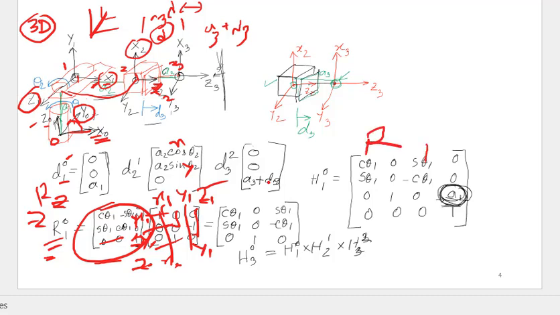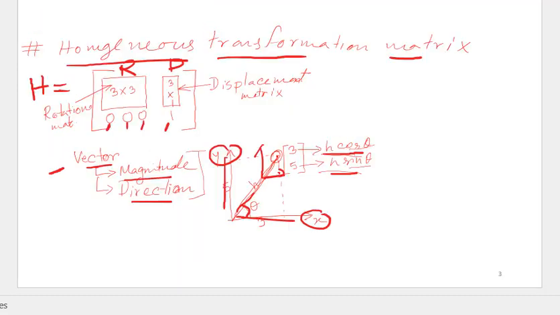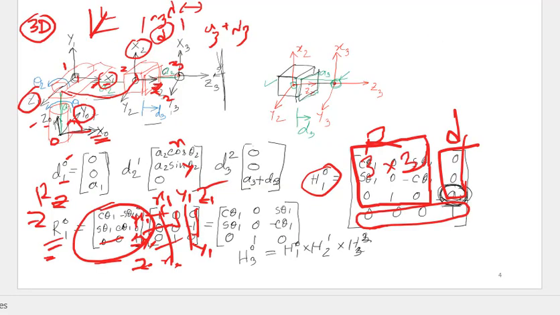These are all the rotating matrices, and this is the displacement matrix, and this one is the extra part for making the homogeneous matrix. That means 3 by 3, and in the previous slide we know that 3 by 1, 3 by 3, 1, and 0 0 0 is 1. That is the homogeneous matrix.